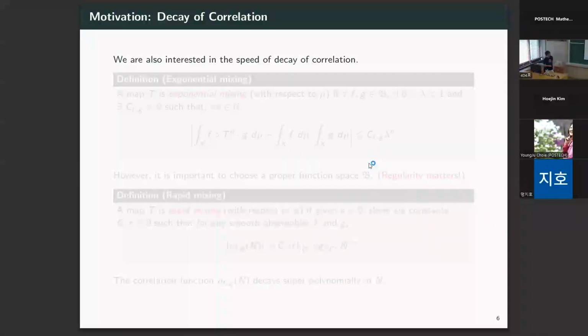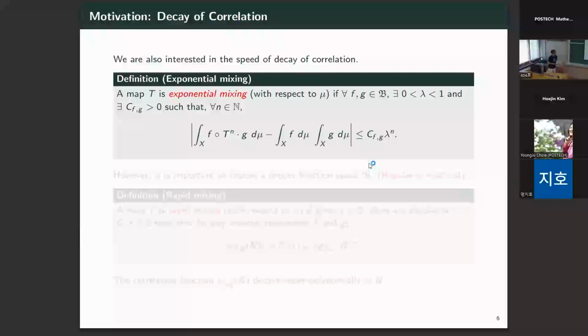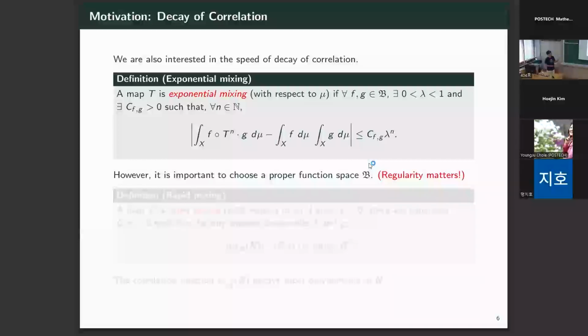In dynamical systems, we are interested in the speed of decay. So now I will fix the map. In the case of a map, this map is exponentially mixing with respect to the measure. Given observables f and g, the correlation function decays exponentially fast, where lambda is between 0 and 1. Also, you can see I didn't specify which observables; they are only in B, but B should be some function space.